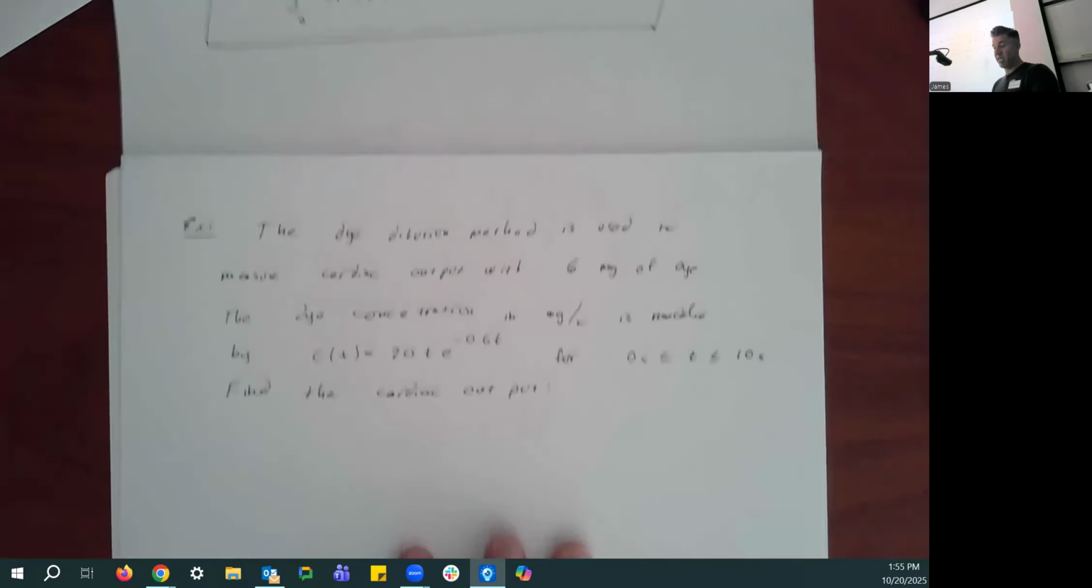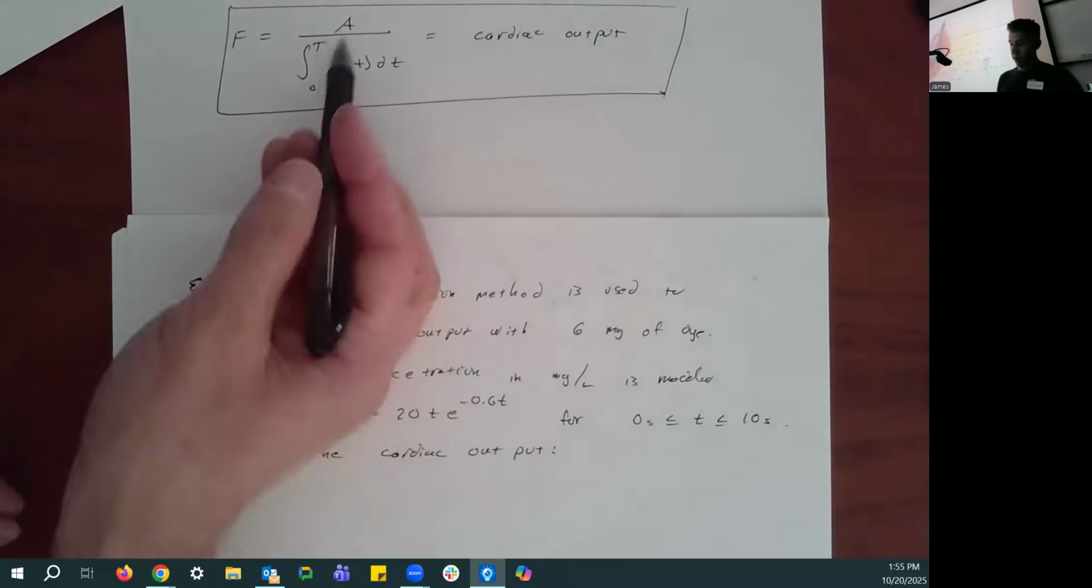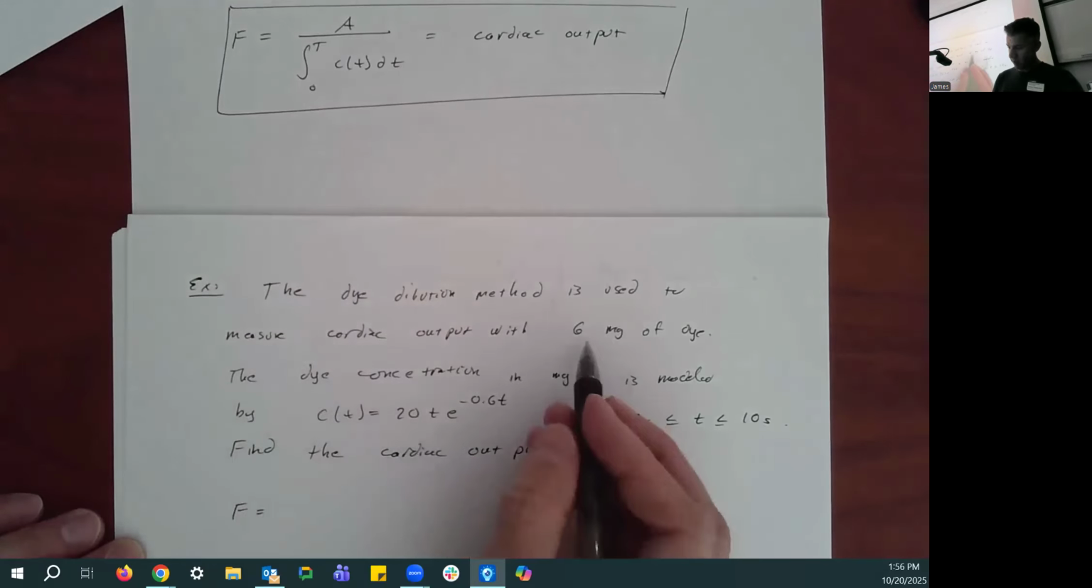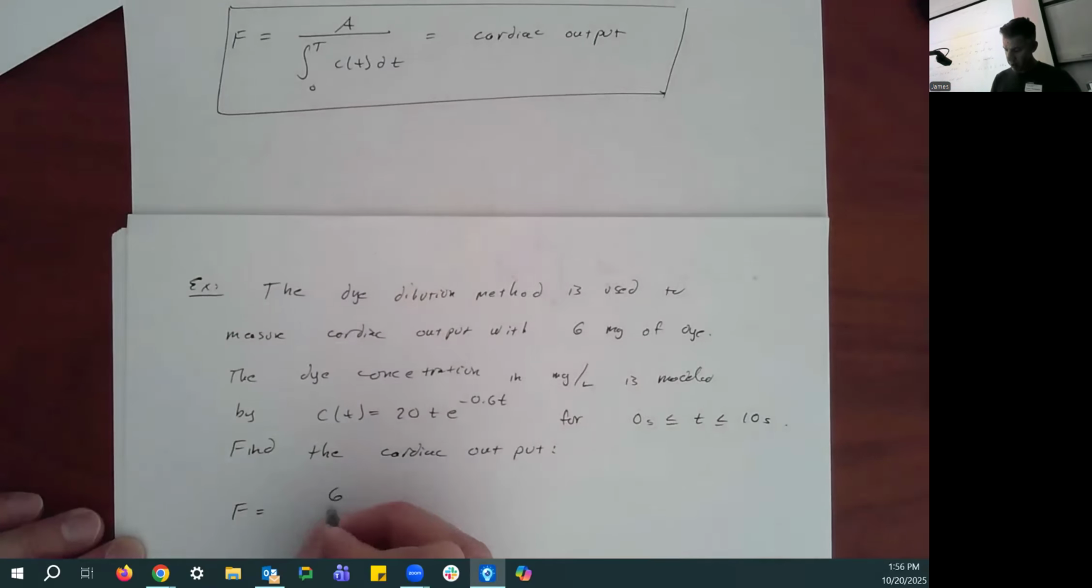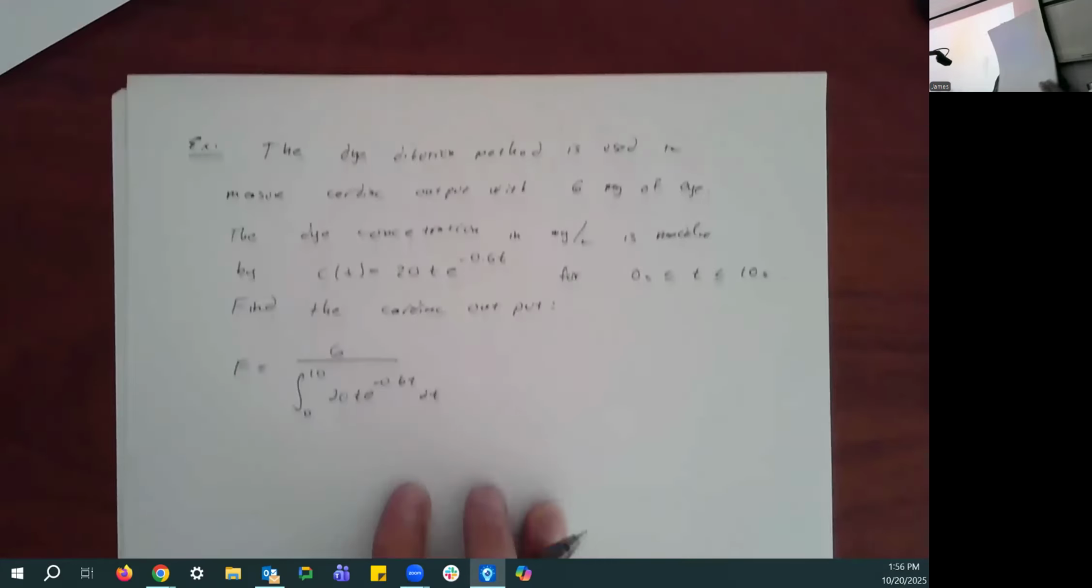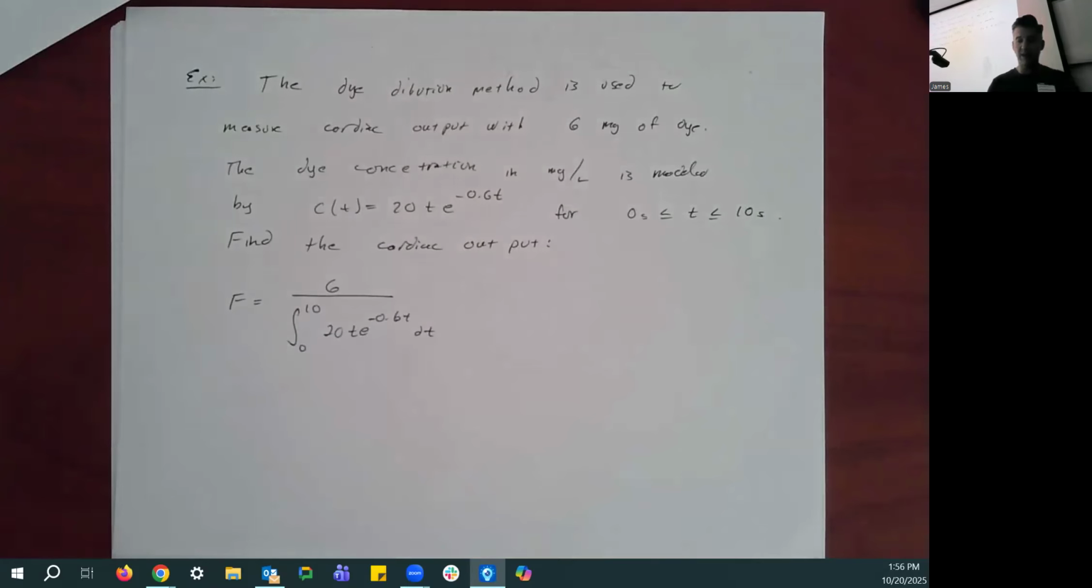Well, it's really easy to set up. There's the formula. The cardiac output is going to be A, which is my 6 milligrams of dye, divided by the integral from 0 seconds to 10 seconds of my C of T function, 20 T e to the negative 0.6 T dt. And the setup is really, really easy. And the integration is somewhat of a pain, right?